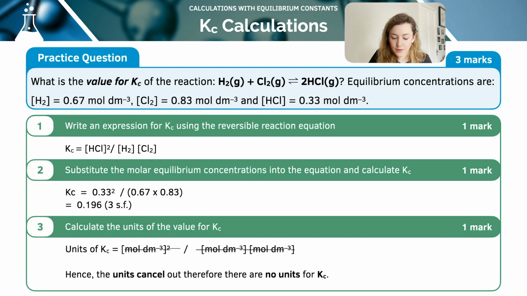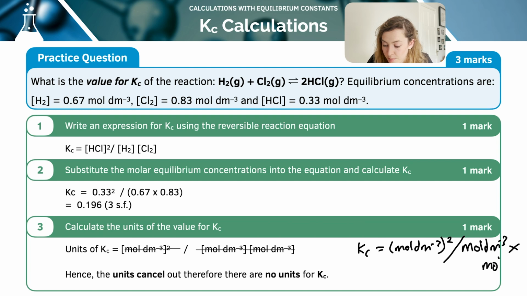This is the interesting part. For the units, just plug in your values. So if I talk this through bit by bit, units of Kc, each one of these has a unit of moles per decimeter cubed. So the top line is going to be moles per decimeter cubed squared, that's for my HCl, divided by moles per decimeter cubed, times moles per decimeter cubed.